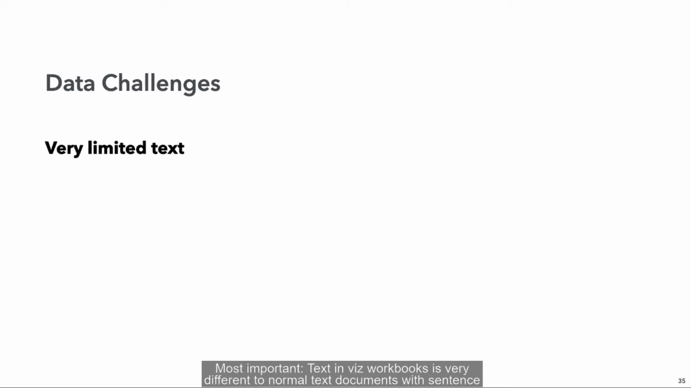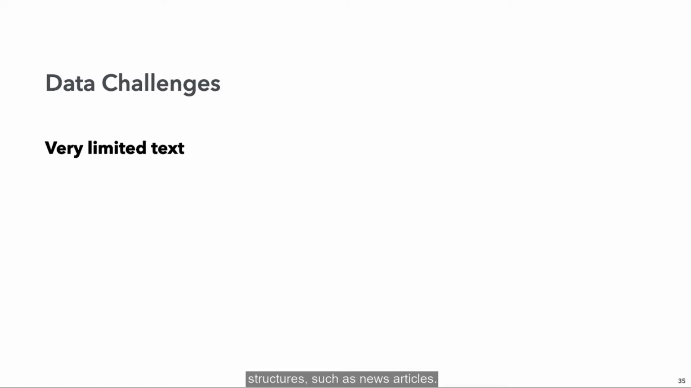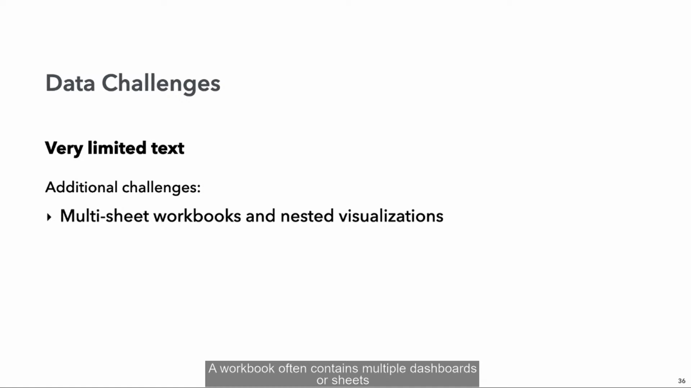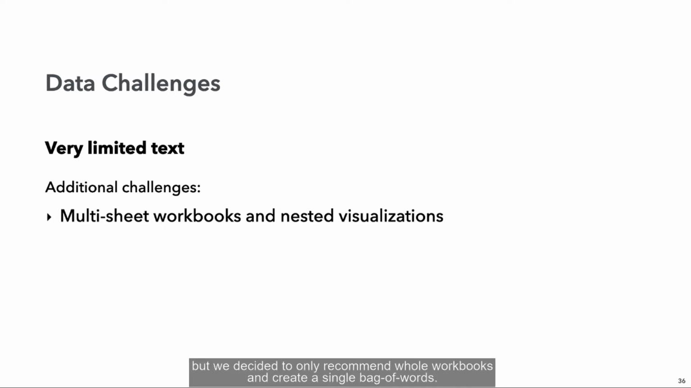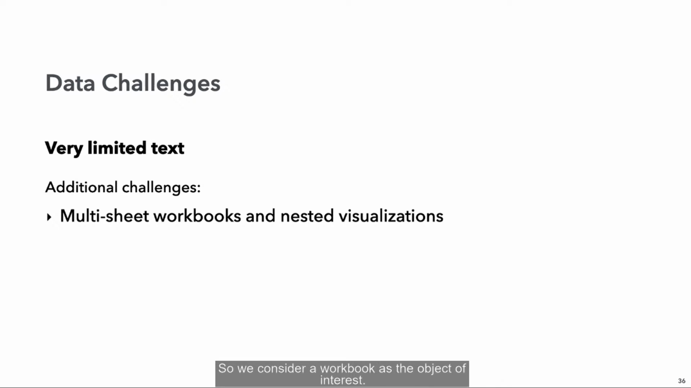We identified multiple challenges related to extracted text data from VIS specifications. Most important, text in VIS workbooks is very different to normal text documents with sentence structures such as news articles. Often we have only single words or short phrases, so we try to use as much content as possible. A workbook often contains multiple dashboards or sheets, but we decided to only recommend whole workbooks and create a single bag of words. So we consider a workbook as the object of interest.